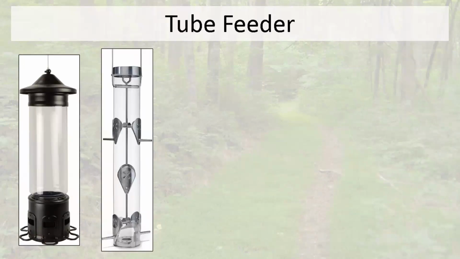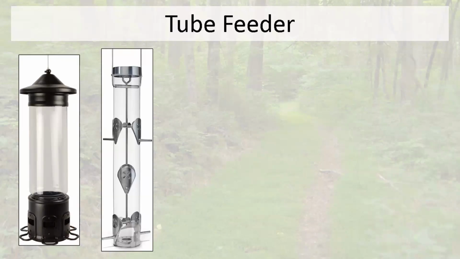Let's talk about that tube feeder first. A tube feeder is basically any tubular feeder that's got very small perches, usually around the edges, but in the case of this one here, it's got all of its perches at the bottom. I believe this one might be one of the so-called squirrel-proof feeders, where these little perches pull down if there's a lot of weight on them, such as from a squirrel.